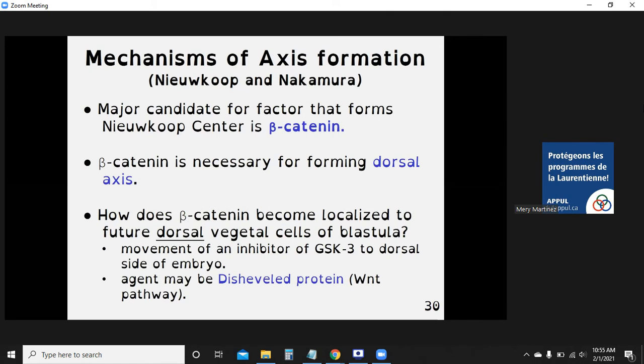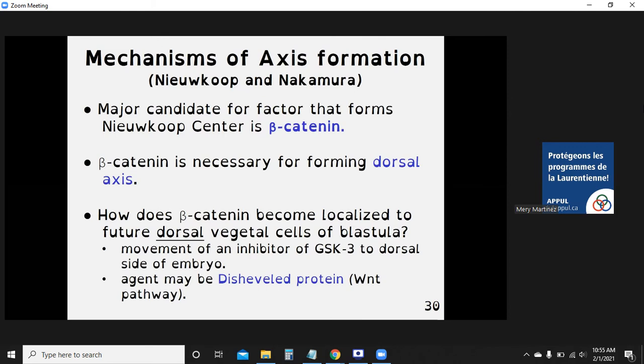There are 3 proteins that seem to be responsible for the localization of the beta-catenin in the embryo. One of them is WNT11. Then we have the GSK3, another protein that we have already mentioned before, is a binding protein. And then we have disheveled. Okay, so we have those 3.